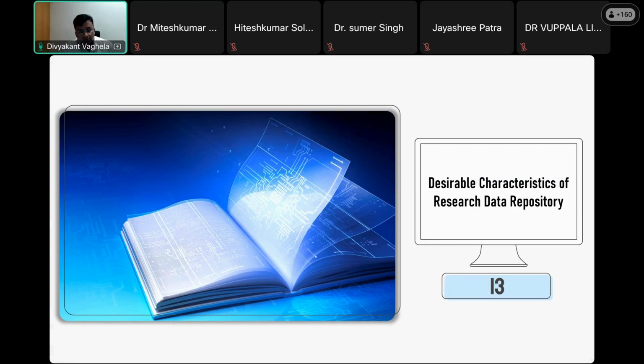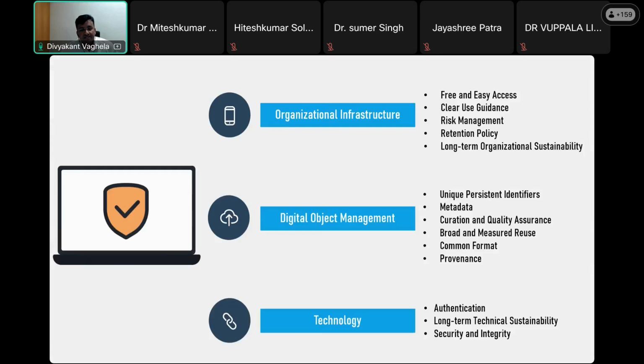Now, what should be the desirable characteristics of a research data repository? As an institute nowadays in India, very few research data repositories are there. If somebody is building a research data repository, then what should be its characteristics? The characteristics are divided basically into three parts: organizational infrastructure, digital object management, and technology.